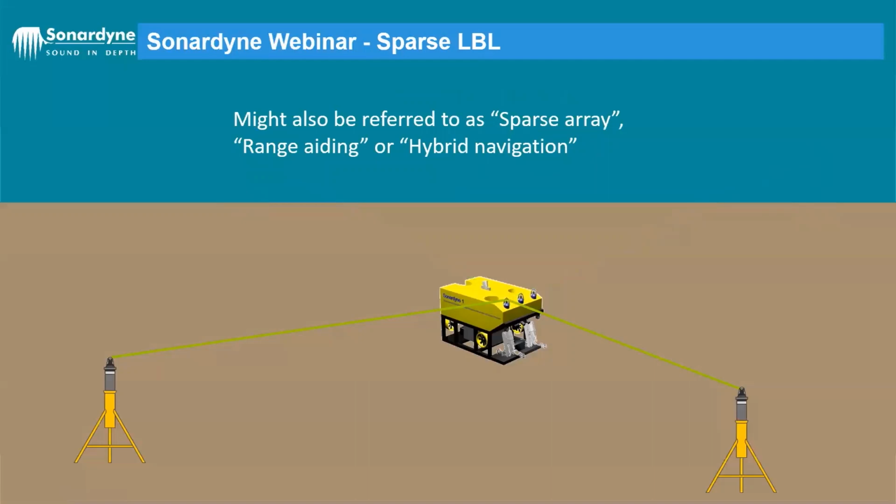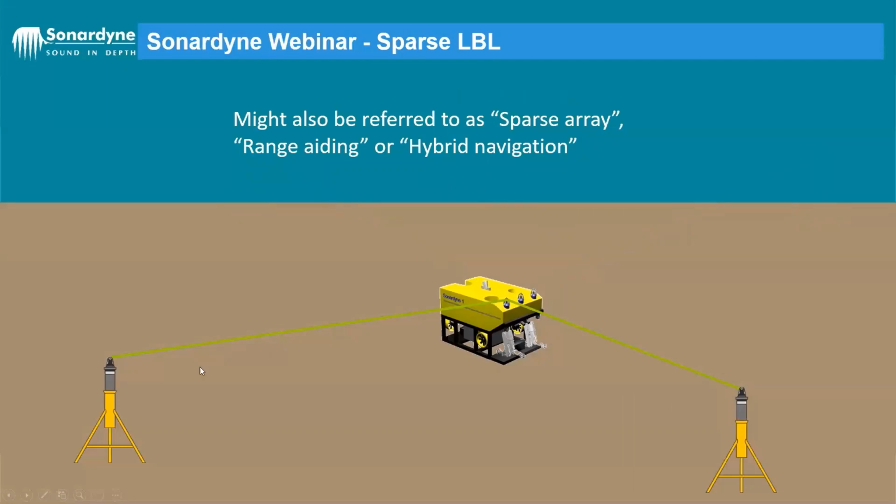So let's change that to a sparse LBL scenario. We've reduced the amount of transponders on the seabed. Now we've only got 2, whereas before we had the other 2 at the top. You may see it referred to as a sparse array, range aiding, or hybrid navigation. They all mean the same thing pretty much.